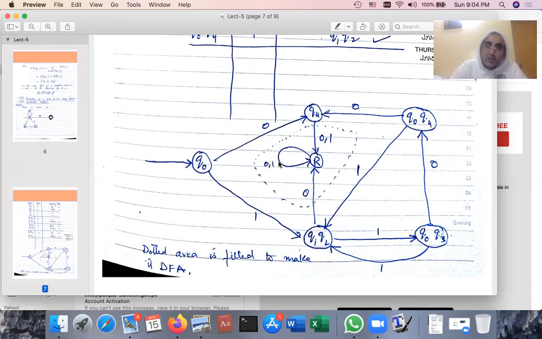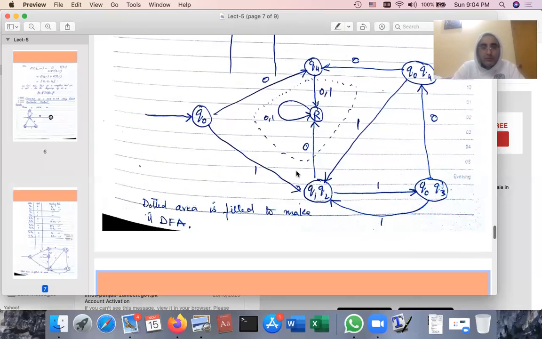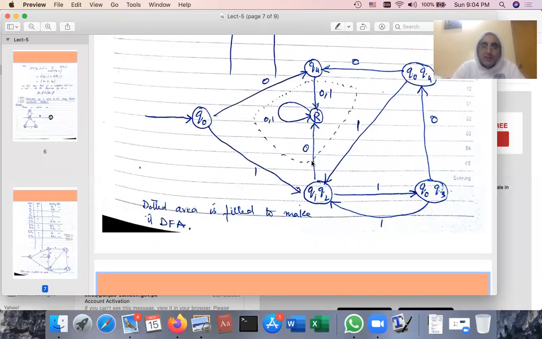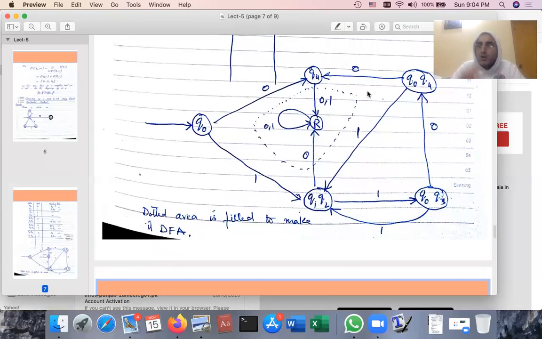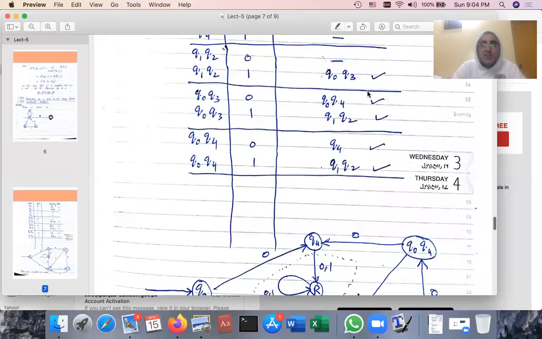That's why the loop with 0, 1 is here in this state, which means that if at some stage a string reaches this state, it will not go back to other states, because this is the actual sense of this nothing state, this rejection state. So this is not NFA now, this is now FA.